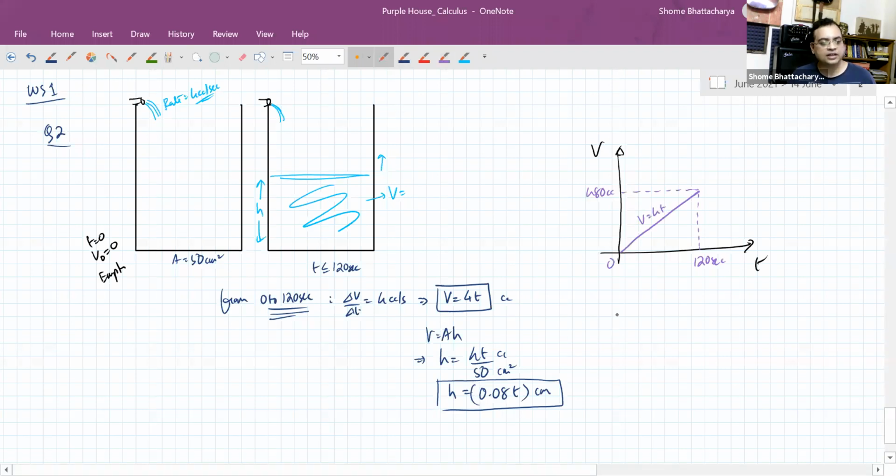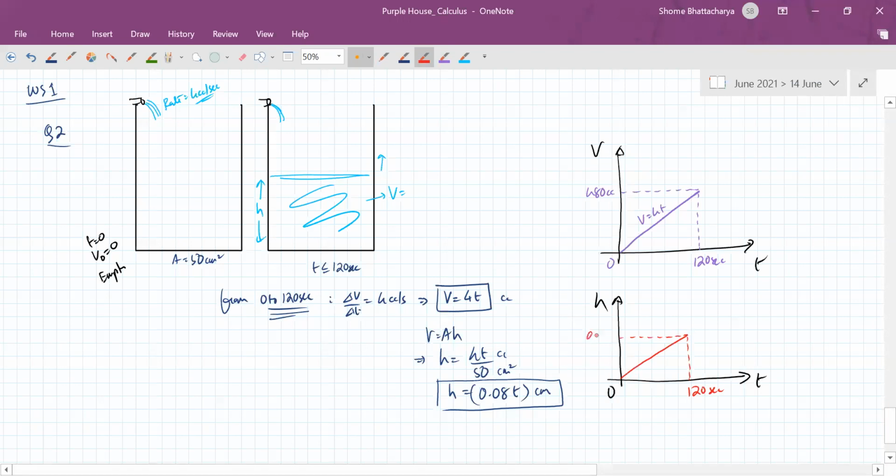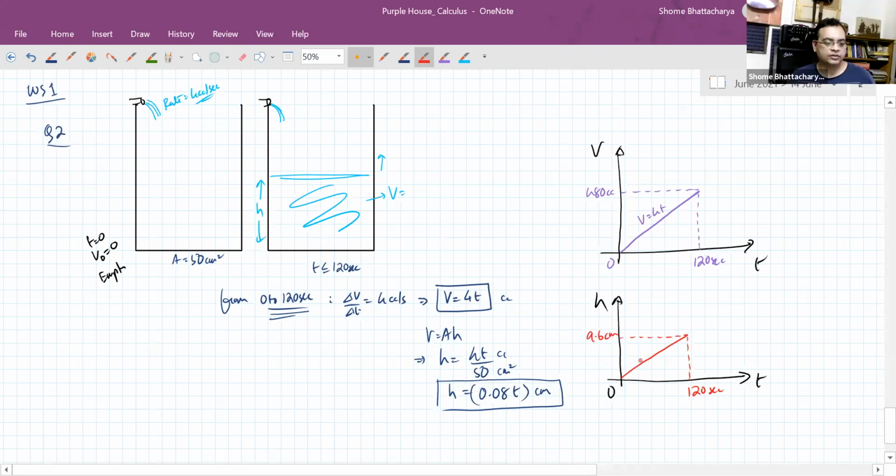But similarly, if I look at the height as a function of time, it's a very similar graph, because if volume is changing uniformly, so is height with respect to time. So the height is also changing uniformly with time, such that at 120 seconds, the height will become how much? 120 into 0.08. So that's the same thing as 120 into 8. So, 9.6 centimeters. And this is also a straight line graph. So anything that you are asked for within 120 seconds, now it's very easy to see from this graph.